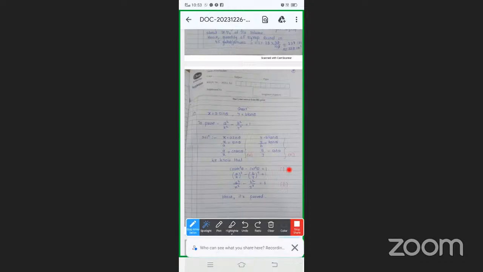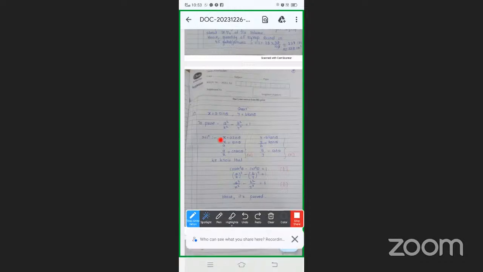Here the first question is in the trigonometry part. If x is equal to a sin theta, y is equal to b tan theta, then prove that a square upon x square minus b square upon y square is equal to 1. So it is totally an elimination method. We have to try to remove theta. So here, what is given? Just focus here. x is equal to a sin theta given and y is equal to b tan theta.